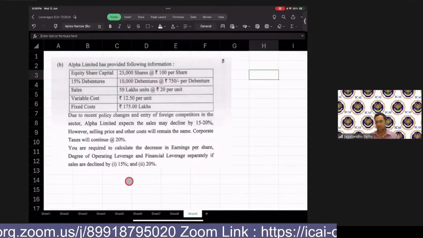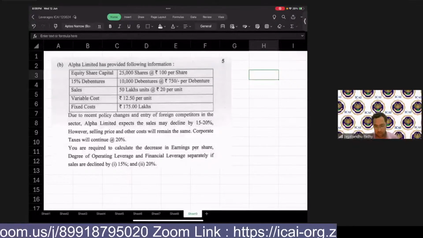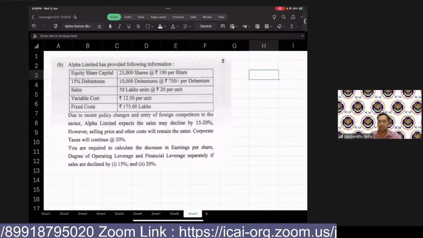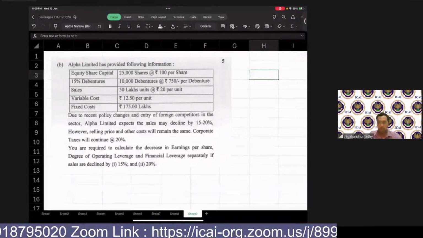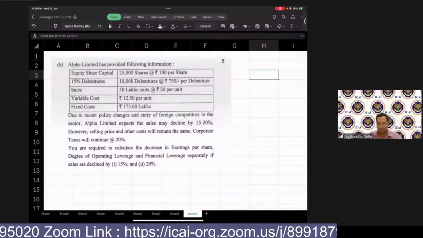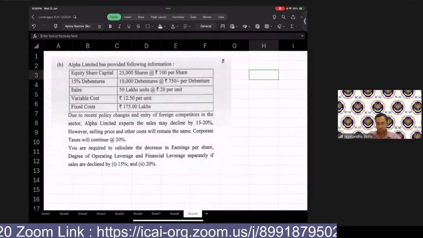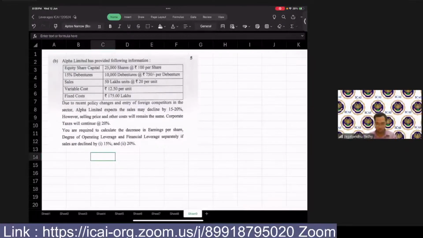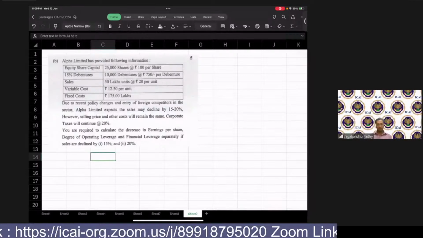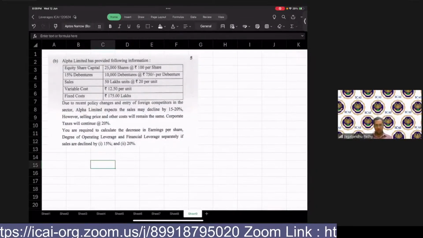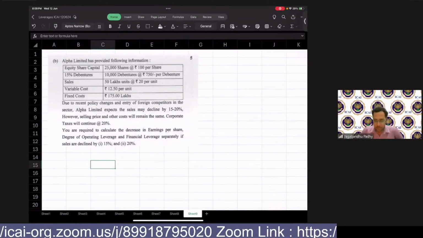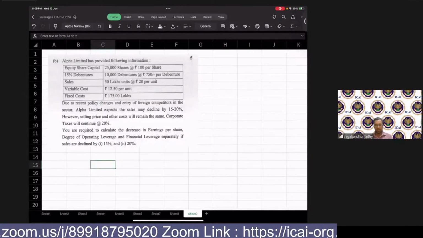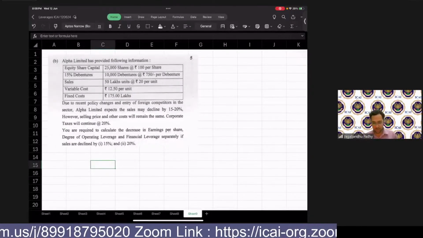So I'm just giving my opinion with regards to this paper. I'm not providing you a model answer, I'm just trying to solve it from my perspective. So, if the sales decline by 15 or 20%, what will be the resultant operating leverage and financial leverage?